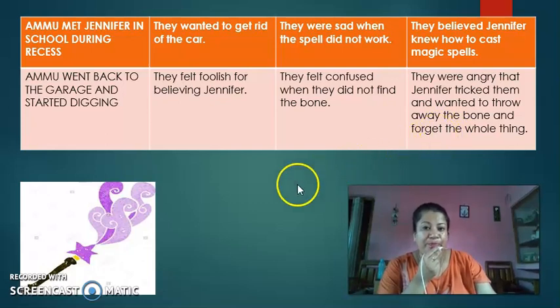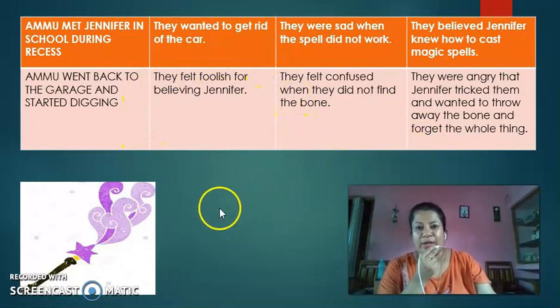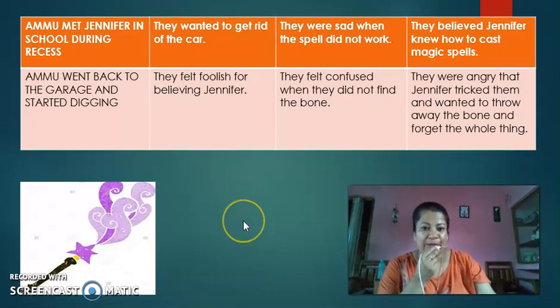Clear? So this is your making connections. We're making connections, and also we're talking about the characters' feelings and motivations. So I hope you understood this. Did you understand this? Yes, I'm sure you did.